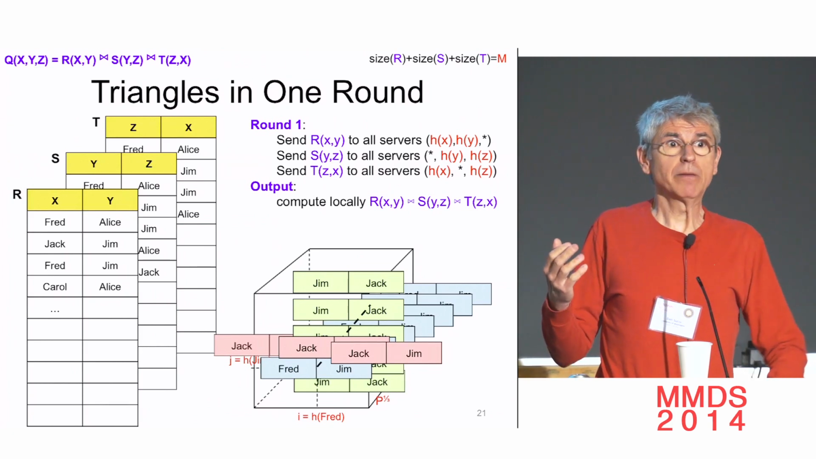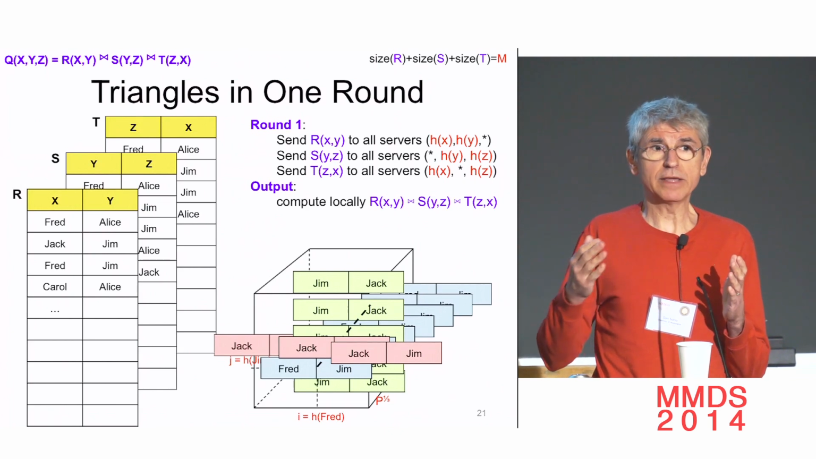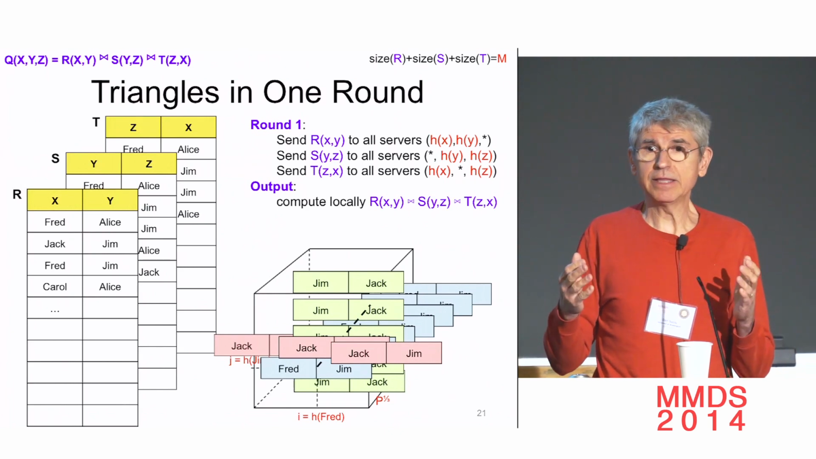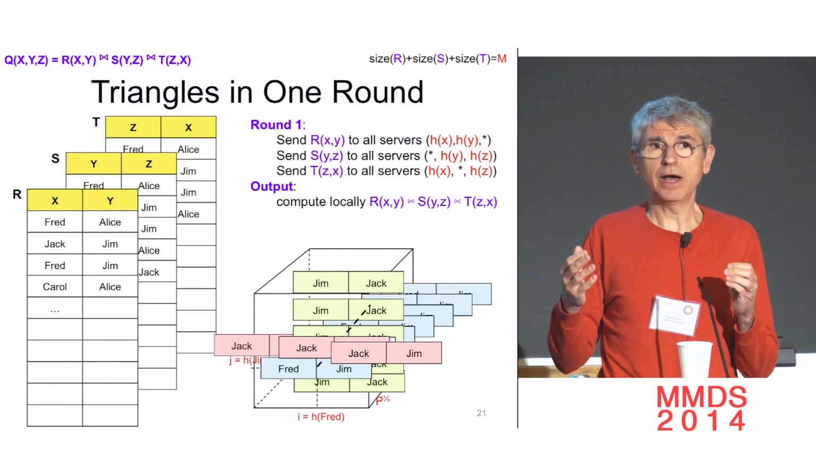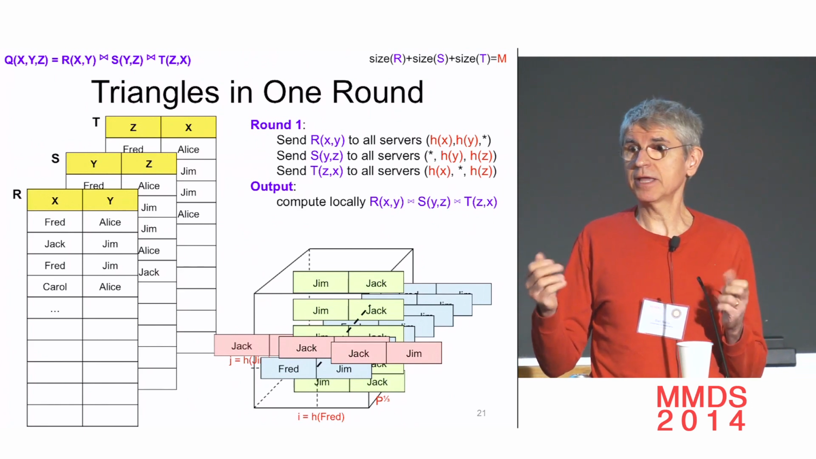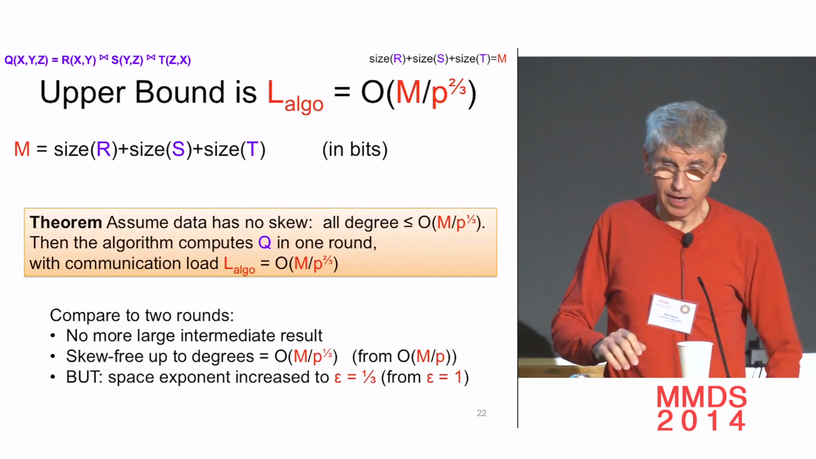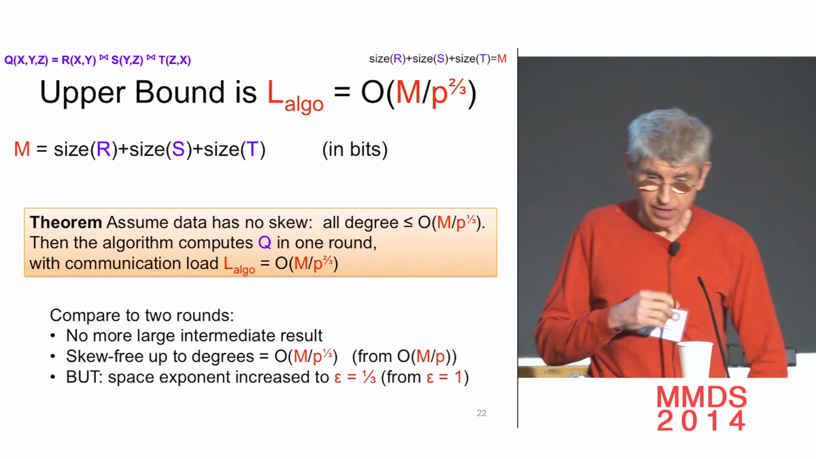And we are done, because now every single potential triangle x, y, z is seen by the server whose address is h of x, h of y, and h of z. Beautiful algorithm. So let's discuss it.